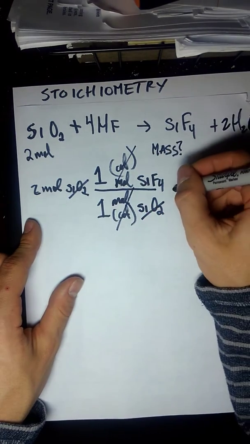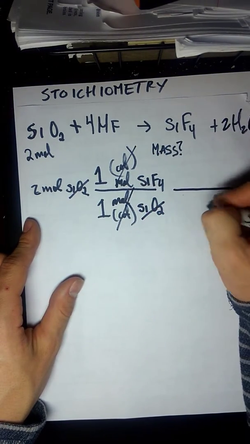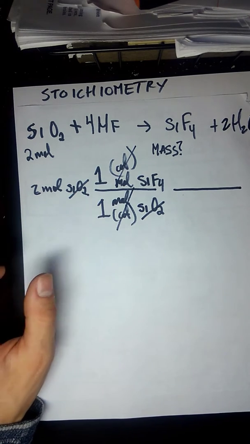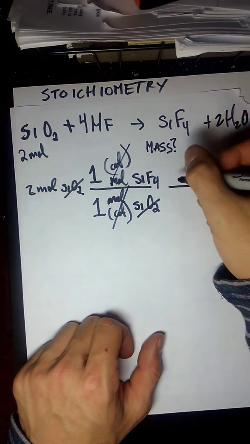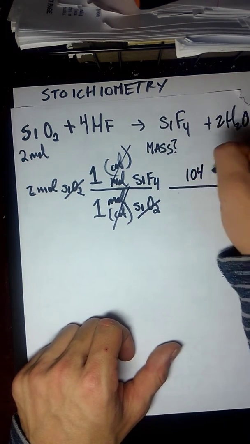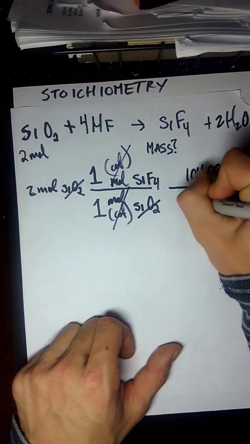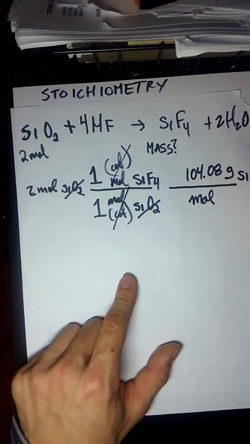I have silicon fluoride. Now I'm going to take my molar mass of silicon fluoride, or silicon tetrafluoride. Sorry, I keep saying that wrong. The correct nomenclature is clearly silicon tetrafluoride. Okay, so silicon tetrafluoride. If you find your molar mass, you can do that on your periodic table. But I'm just going to say what the molar mass is. The molar mass of silicon tetrafluoride is 104.08 grams per mole of silicon tetrafluoride. Let's write that there.